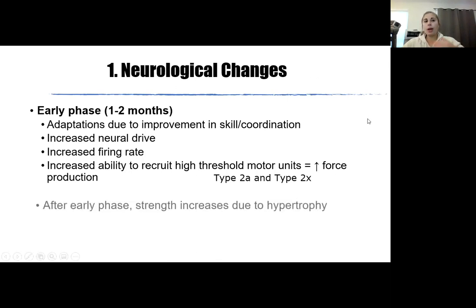And so once we've gotten these adaptations to their max level, and we're already good at recruiting those muscles, and our skill and coordination are improved, which might take a lot of time for some people, then later on after that, that's when hypertrophy is going to drive the increases in strength.